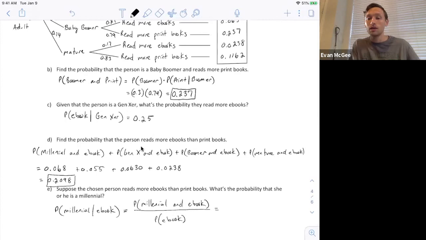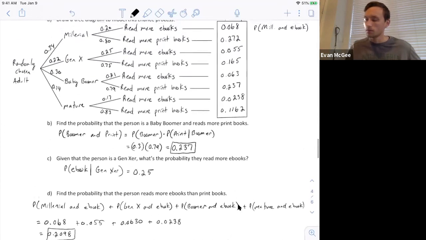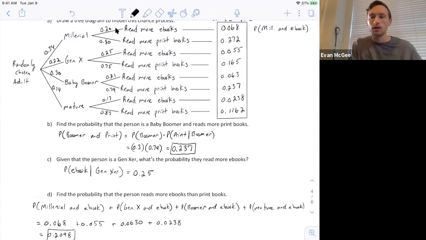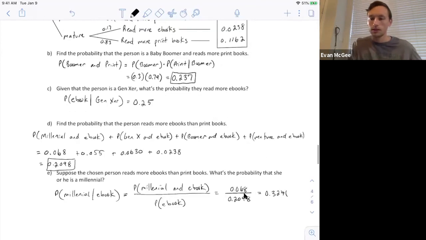The probability of randomly selecting somebody that reads more ebooks, well, we just found that in this last problem. So that's going to be 0.2098. Now we just need the probability that we randomly pick somebody that's a millennial and they read more ebooks, which we've done already. So our answer, this 0.068, came from our tree diagram. The probability that they're a millennial and read more ebooks is right here. And like I said, the other value came from the previous problem. So the probability that we pick somebody that's a millennial, given that they read more ebooks, is about 32.41%.